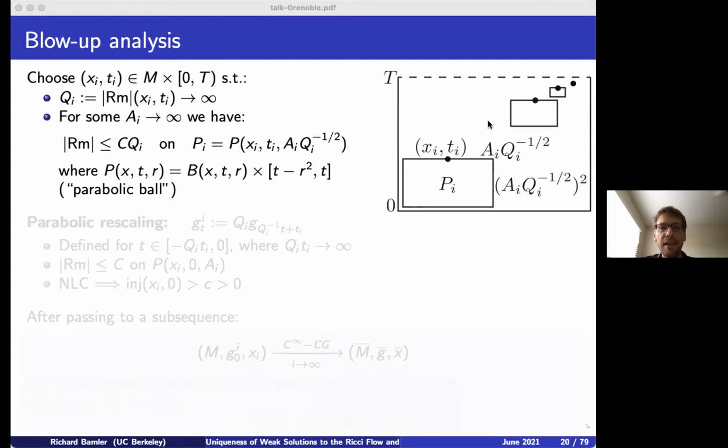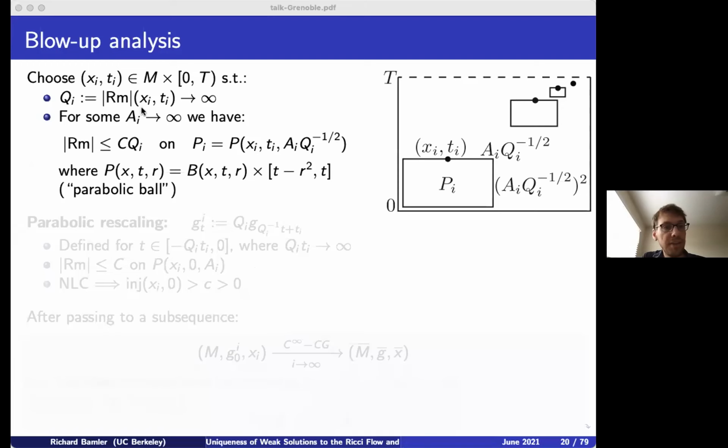So if I have some singularity, what I could do, for example, is look at, for every time t, the maximum of the norm of the curvature at that time t. And then I could choose times ti such that at time ti, I'm attaining the maximum of the curvature compared to all previous times. And I could just choose xi to be the point where the maximum is attained in that time slice. Then we have this curvature bound not only on these parabolic balls, but on all previous times. So I can always choose xi, ti so that this is satisfied.